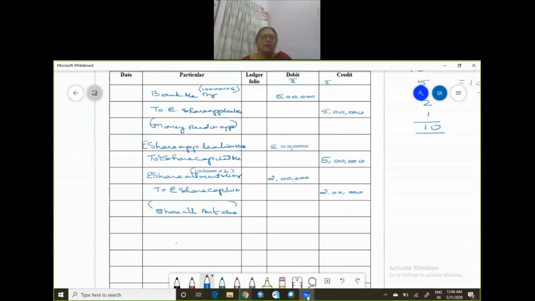Fine. Next, your third entry. What is the third entry? Bank account. Whatever amount is due on allotment is going to be received by the company. So bank account debit to equity share allotment, being allotment money received. So how much is that? 2 lakhs. Okay, the company called for 2 lakhs and you have paid 2 lakhs. They have received it.